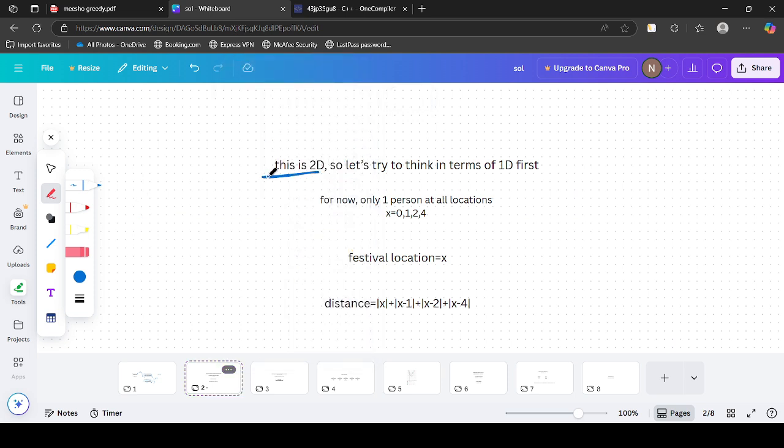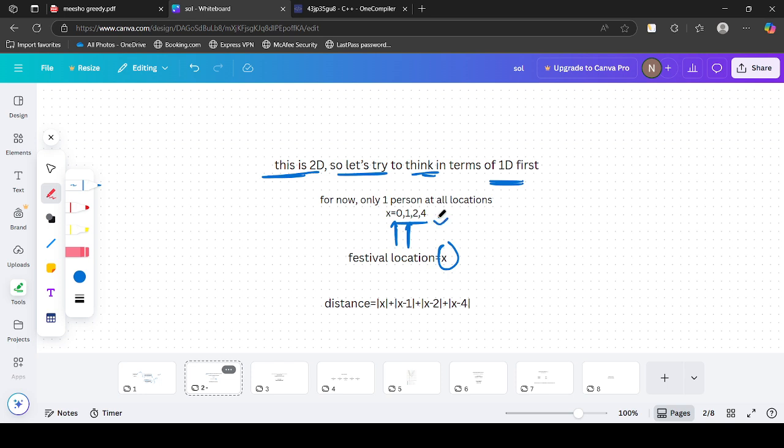This is 2D because we have two coordinates. And now let's think to simplify this. Just think of 1D. And even in 1D, let's assume that there is only 1 person at each location. So it means that we are given just some set of numbers and each person is at each index. And we have to find the optimal location for the least distance.